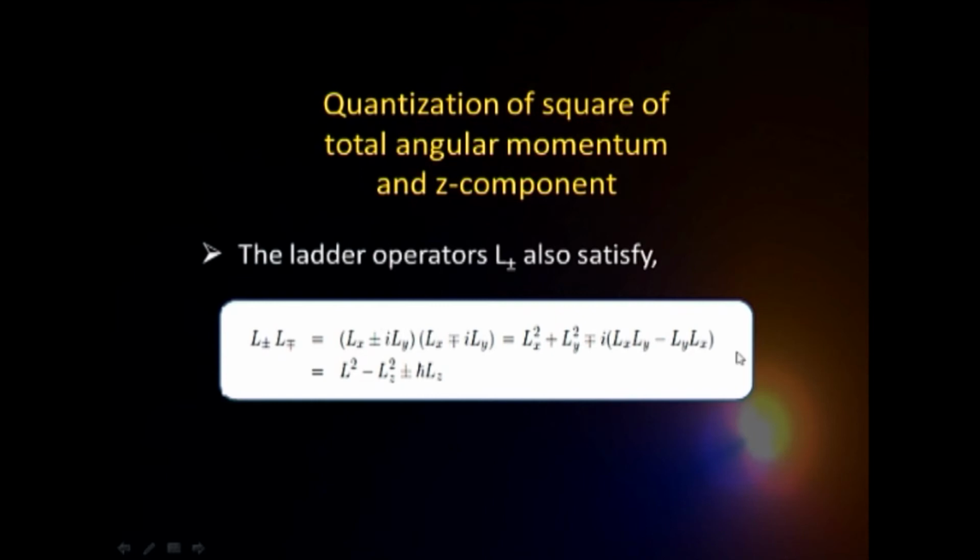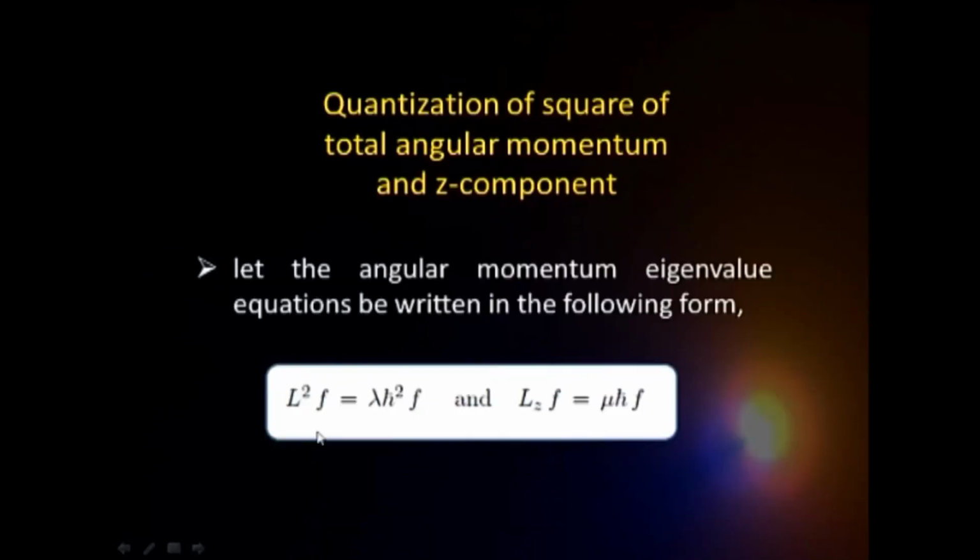If we are interested to know the eigenvalue of the total angular momentum and the eigenvalue of the angular momentum in the z direction, we can assume simple eigenvalues. For total angular momentum we have L square f equals lambda h cross square f, where f is the eigenfunction, and Lz f equals mu h cross f. These two are just a representation of the eigenvalues here, and f basically represents the eigenfunction for both operators, the total angular momentum operator and the operator in the z direction.